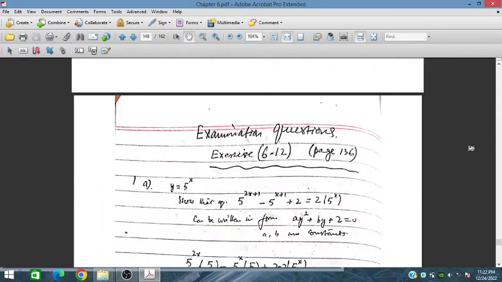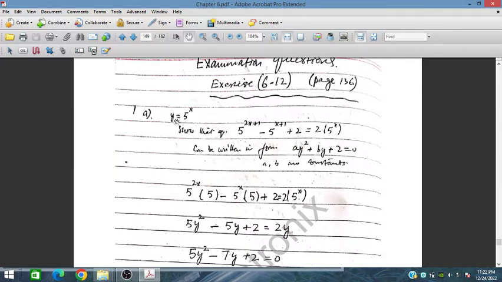So let y equal 5 power x. This is 5 power 2x and 5 power 1, which is 5, and 5 power x is separated, and then plus 2, and on the right 2 times 5 power x. Let 5 power x equal y. So in place of this we write y, and 5 power 2x becomes y squared. So 5y squared minus 5y plus 2 is equal to 2y.